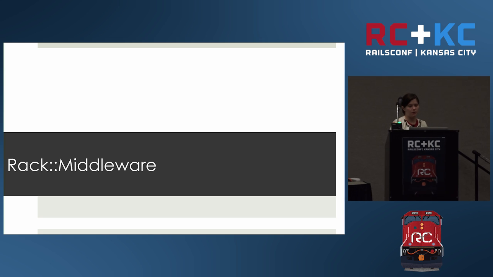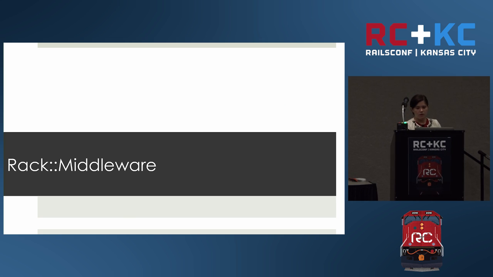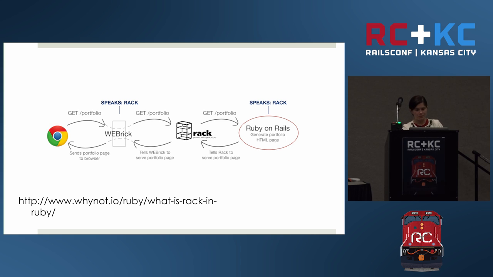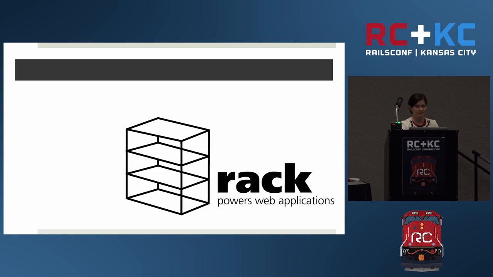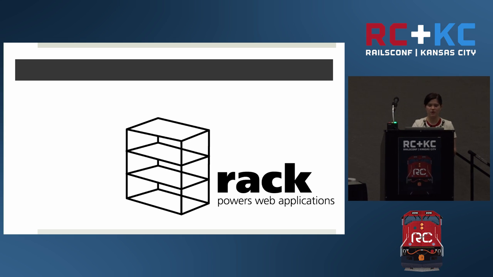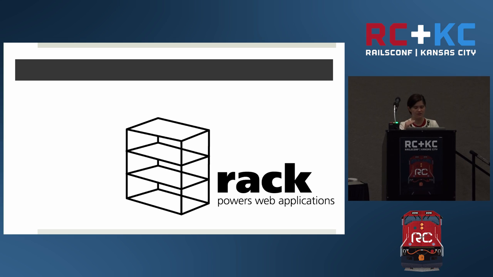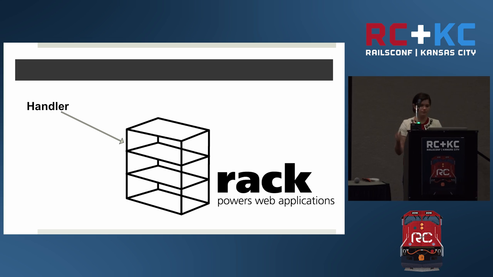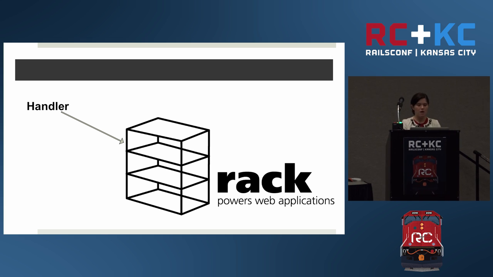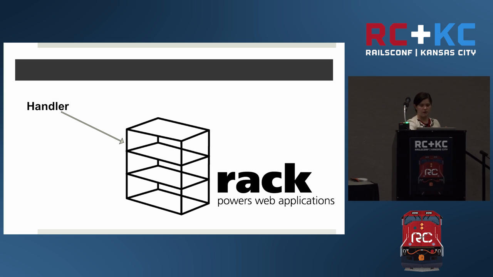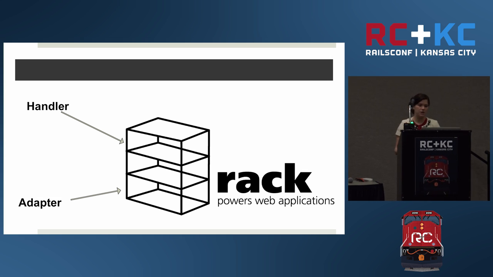So what is Rack middleware? If we look at this diagram and then zoom in on Rack, we're going to look at the three parts of working with Rack. Rack took their logo inspiration from a server rack, but I'm going to use that to display the three different parts. The first part is the handler for your server, WEBrick, Mongrel, CGI, Puma, et cetera. There's a handler for it. The next part is the adapter at the bottom that will talk to your framework.